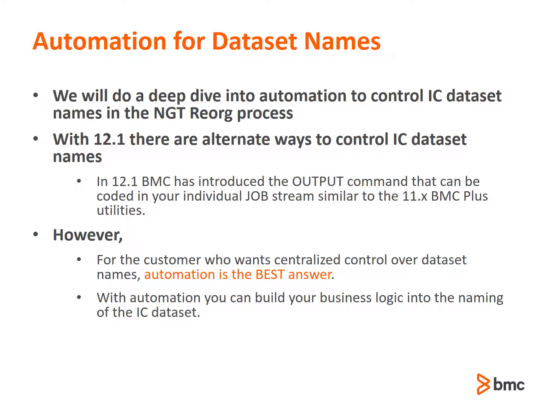As mentioned, we will do a deep dive into automation to control image copy datasets. Previous to release 12.1, this was the only option for controlling image copy datasets. With 12.1, NGT is supporting the previously existing BMC Plus utility output command. However, NGT offers an excellent way to build in central automation and control. This allows you to enforce standards across your shop. DBAs will not have to code the image copy name, nor a mask, nor a portion of the name. The REXX automation can fully handle image copy names for them, with built-in business logic also. Brand new DBAs will be all set, as will DBAs with 30 years experience.